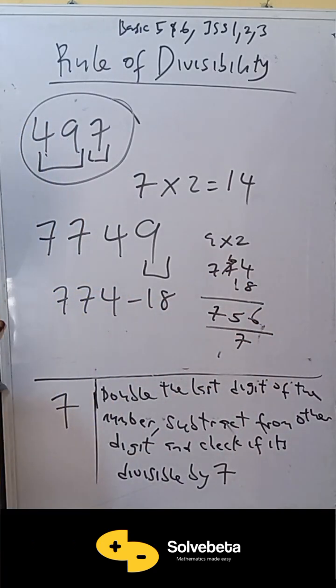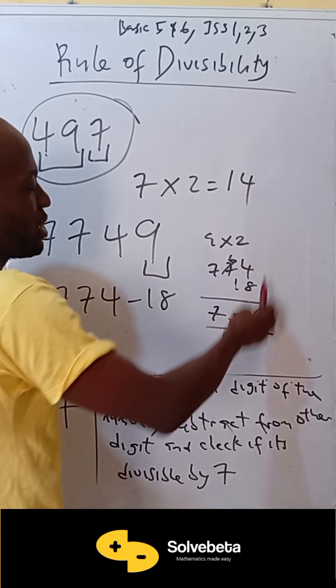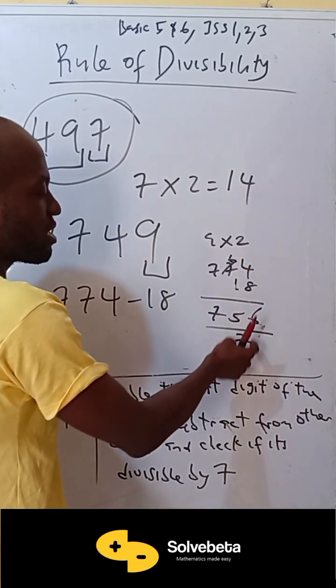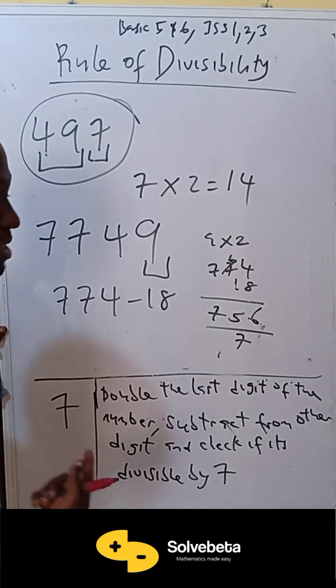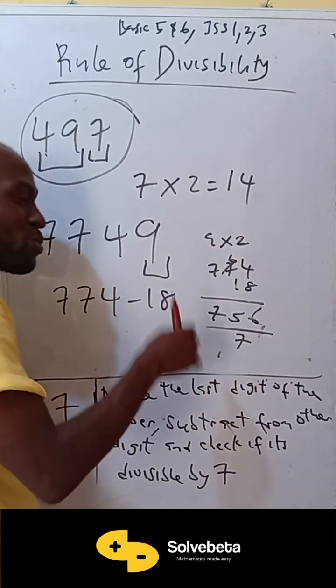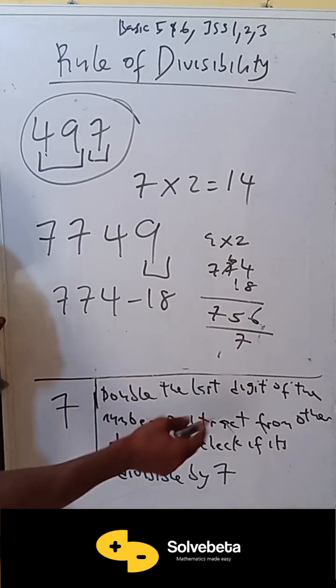You can still continue the chain and check. Let's say you don't know if 756 can be divided by 7, but I can see that it can. But let's say you don't know, you can still check. So you break it down until you get a number you are sure can be divided by 7. This is what I mean.